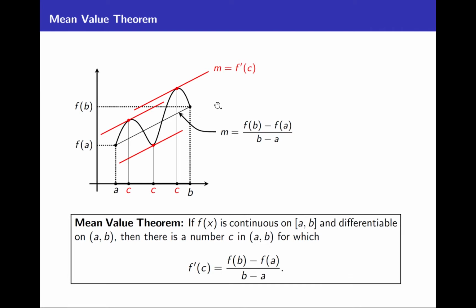So the mean value theorem says that under the condition where f of x is continuous on the closed interval from a to b and differentiable on the open interval from a to b, then there is at least one number c in the open interval for which this equation holds, and possibly more, but at least one. It's guaranteed, and that's what the mean value theorem says.